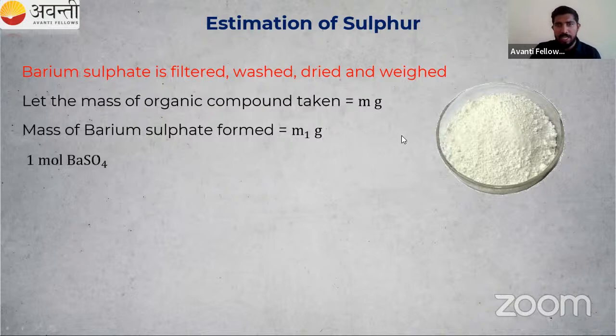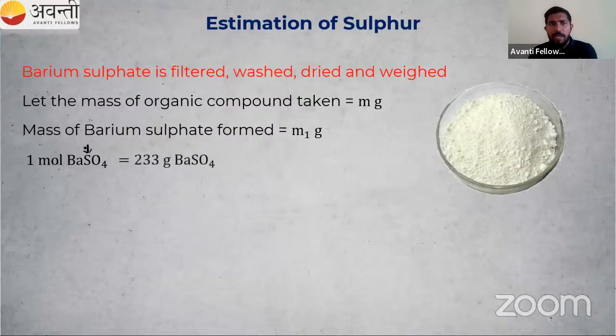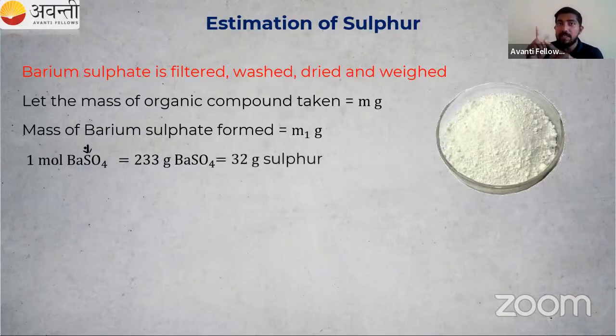Then 1 mole barium sulfate. Here in barium sulfate, there is 1 sulfur, right? So for 1 mole barium sulfate, what is the molecular mass? That is 233 gram. In that, there is 1 sulfur, which means 32 gram of sulfur is present. So in 233 gram of barium sulfate, 32 gram of sulfur is present.